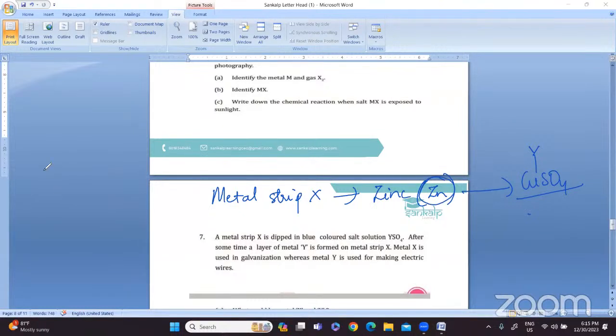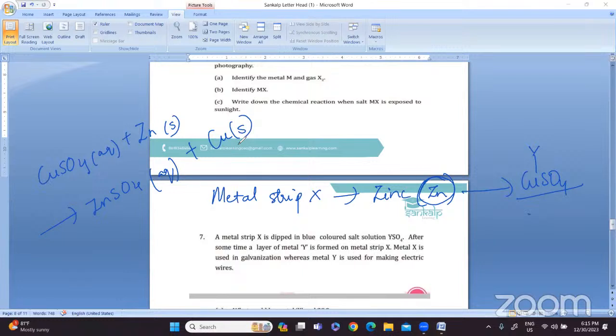So what is the reaction? It is copper sulfate aqueous plus zinc solid gives you zinc sulfate and copper. So this is the reaction.